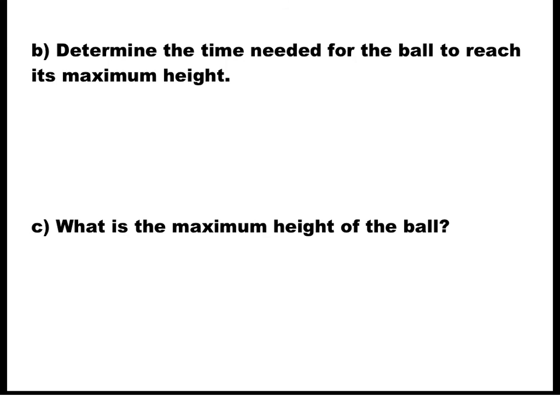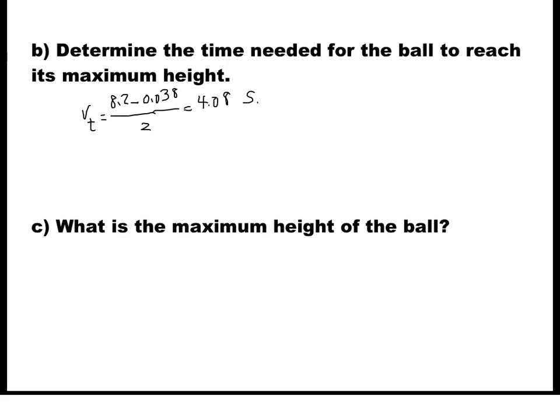This means you have to find the t-coordinate of the vertex. By definition, the t-coordinate of the vertex is the average of the two x-intercepts. So 8.2 minus 0.038, divided by 2, gives us 4.08 seconds. So it takes 4.08 seconds for the ball to reach its maximum.